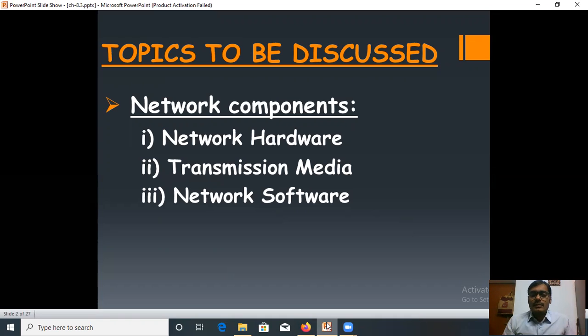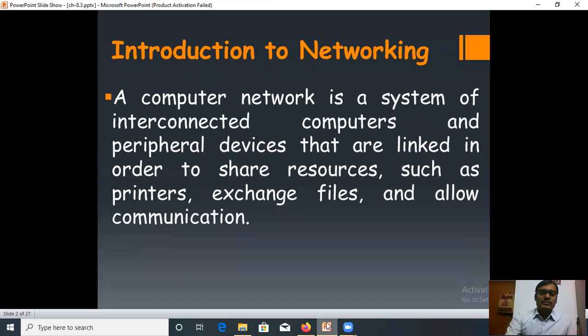Network software means when you are going to establish a network between different computers, you should require another type of software. Okay, suppose Windows Server 2012 can be installed on a network server system. Or you can install Linux and you can attach different computers. You can share the files of different computers through network operating systems. Now I was explaining about network hardware.